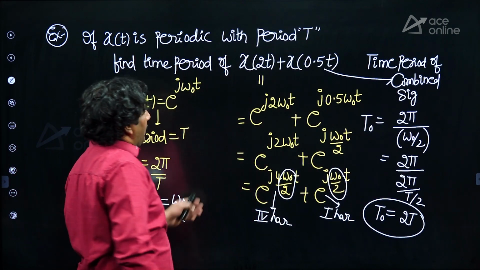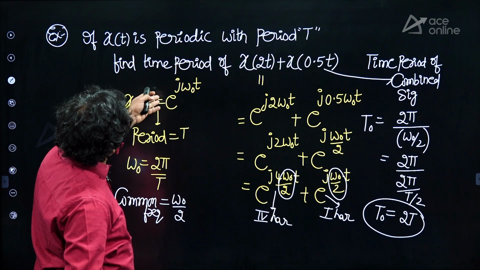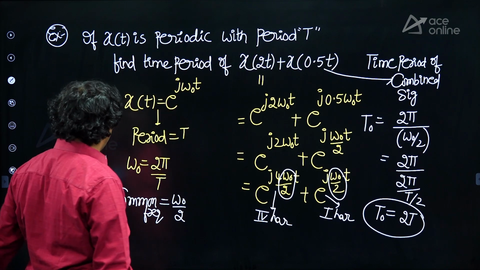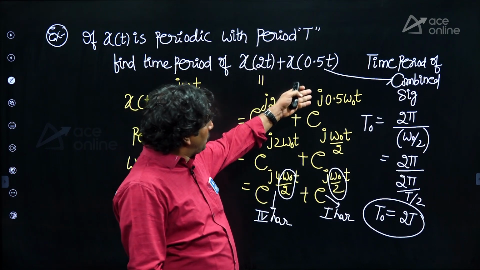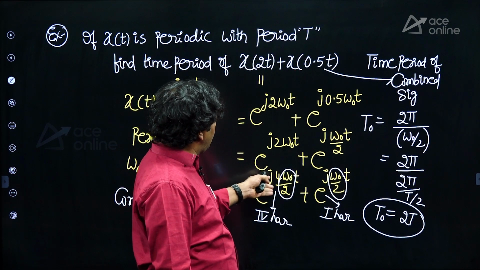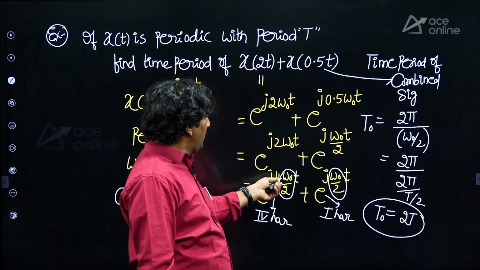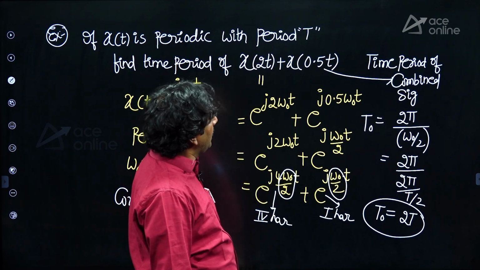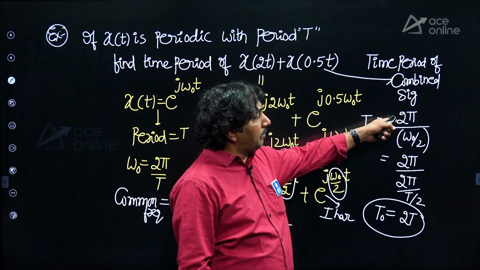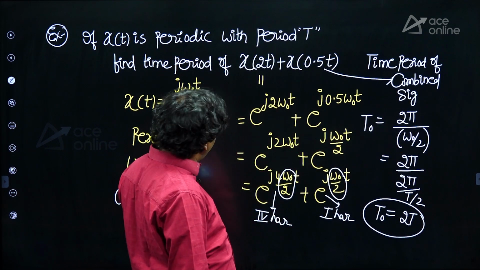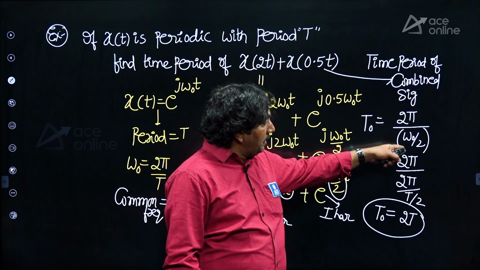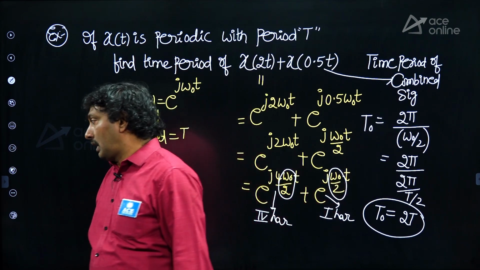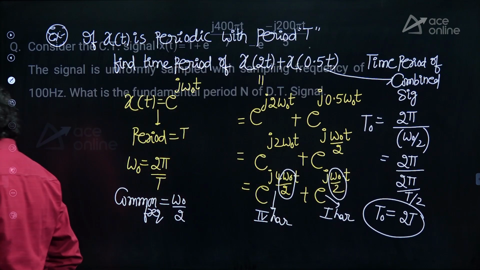For your understanding purpose, I have chosen a simple function e power j omega naught t, assuming the time period as capital T. After that I have substituted, as our expectation is GCD, I adjusted 2 omega naught as 4 omega naught by 2, such that the common frequency is omega naught by 2. Time period is 2 pi by omega naught, but what is that common frequency we got? Omega naught by 2. Omega naught expansion is 2 pi by T, substitute there. So the common period becomes 2T.